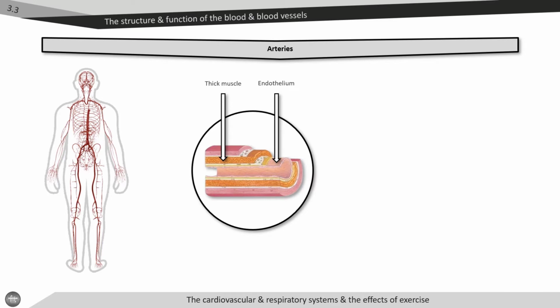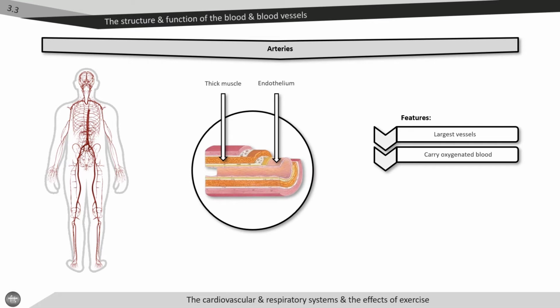So the first blood vessels we'll look at are arteries. Now, arteries' features include being the largest vessels of the circulatory system. They only ever carry oxygenated blood, and they always do this away from the heart, with the exception of the pulmonary artery. Arteries are always displayed red in diagrams.